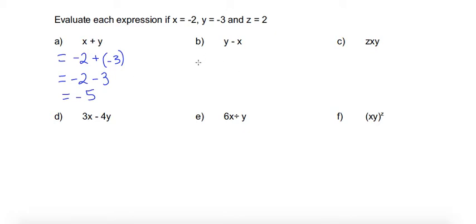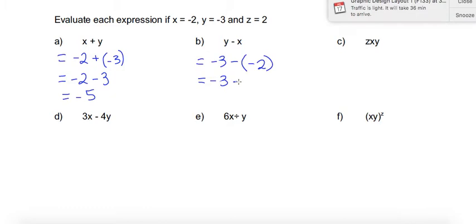For part B, my value for y is negative 3. This time I'm taking away the value for x. My value for x is negative 2. Same thing, I want to eliminate any extra signs. So I have negative 3 plus 2, because 2 negatives make a positive. And negative 3 plus 2 gives us negative 1 as our final answer.